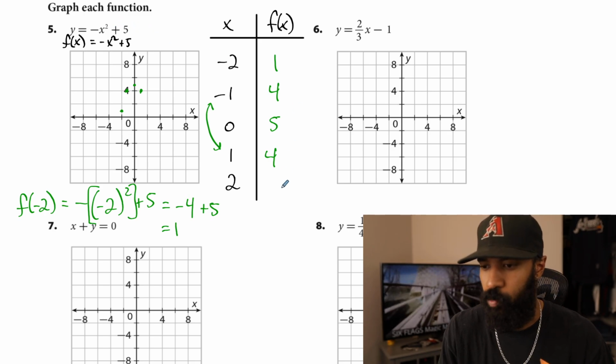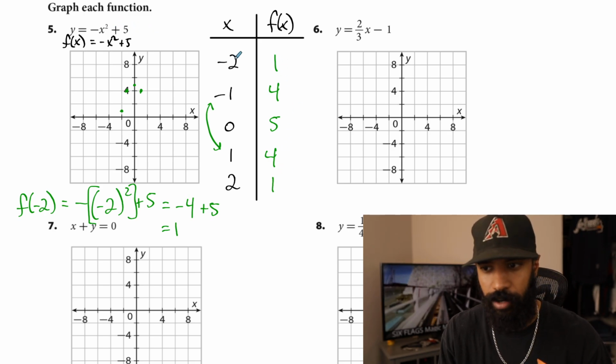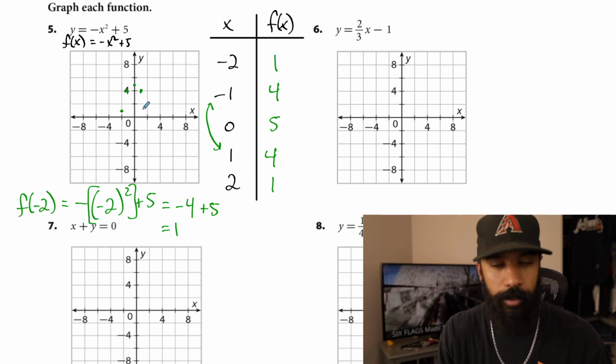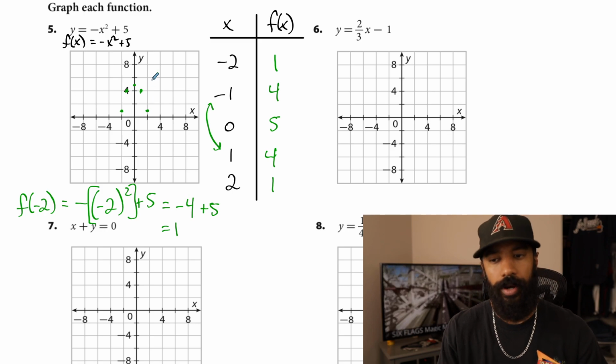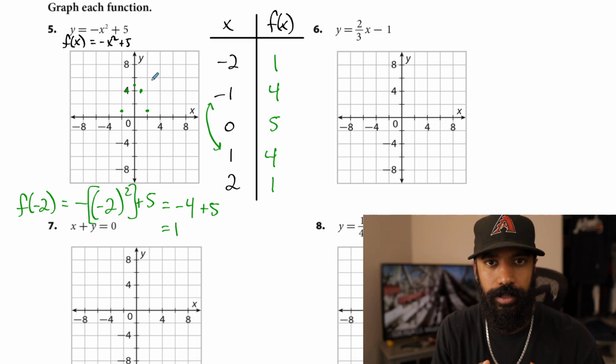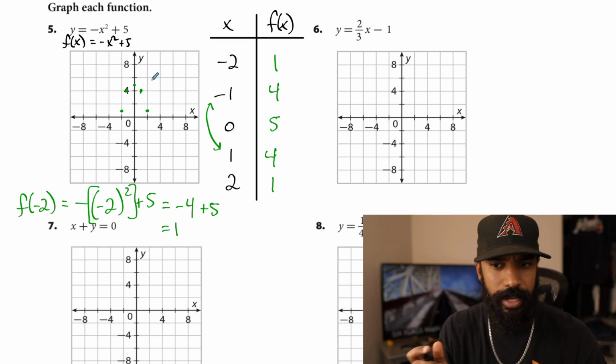Negative 4 plus 5 is 1. This is just like the last one we had over here. Negative 2 comma 1, 2 comma 1. So nothing's changing. You can see that. All right, so those are the points that I chose. Okay, I chose those points, and I could do more.